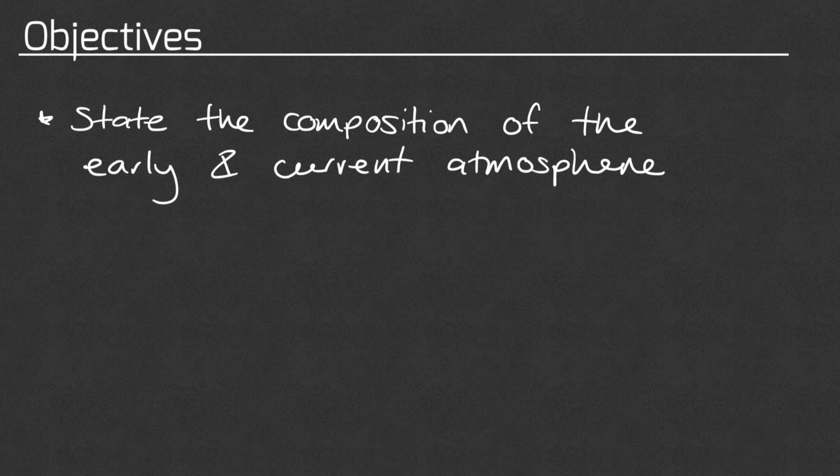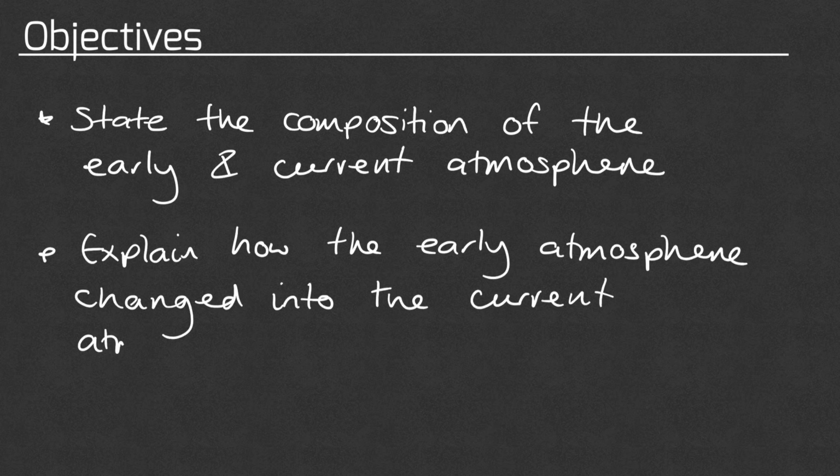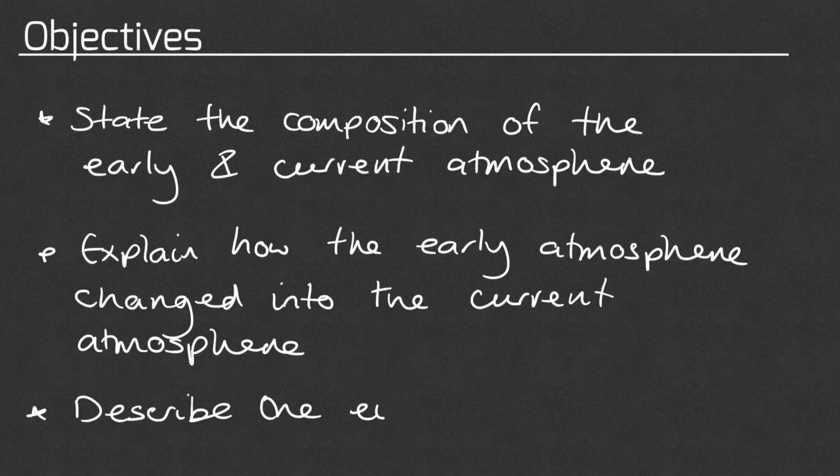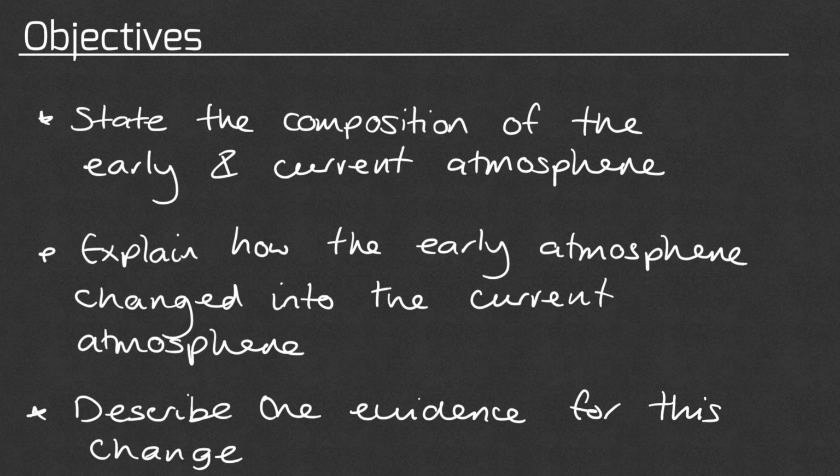In this video, we're going to look at what the composition of the early atmosphere was and what the composition of the current atmosphere is. We're then going to explain how the early atmosphere changed into the current atmosphere. So we're going to look at how the levels of carbon dioxide decreased and how the levels of nitrogen and oxygen increased. Finally, we'll describe the evidence that we have for how these changes occurred.